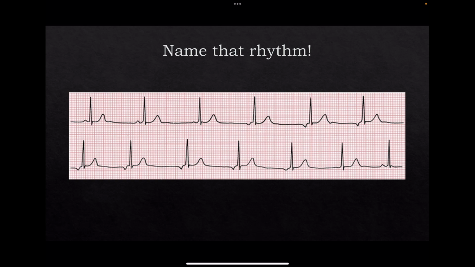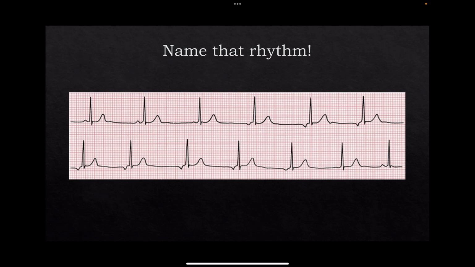What do you guys see weird about this one? P waves. So it's that wandering atrial pacemaker. Meaning there's a different foci giving that signal. It's not the SA node every time. Something else is sending off signals. Every time you see a different morphology, it's a different focus.